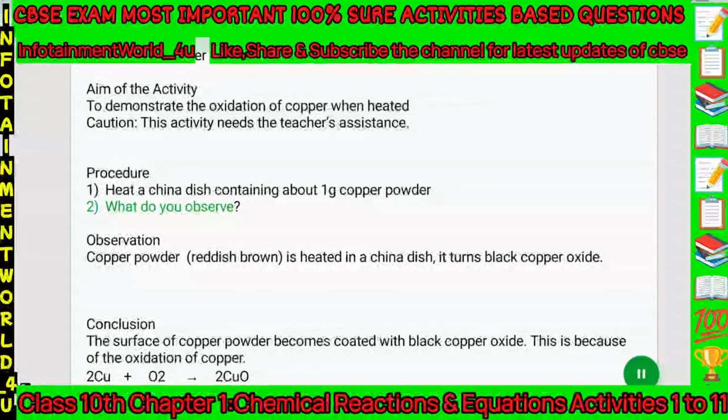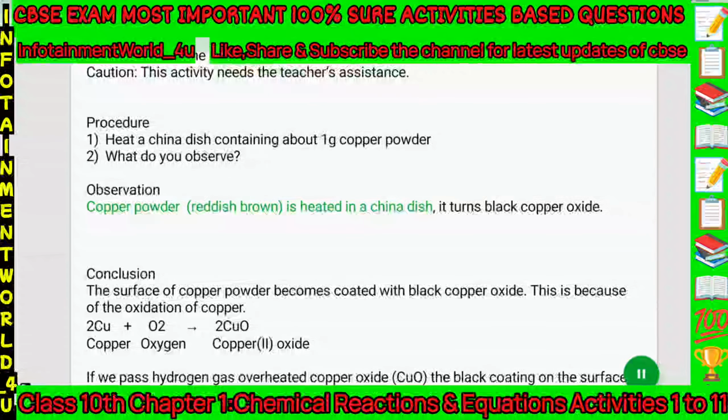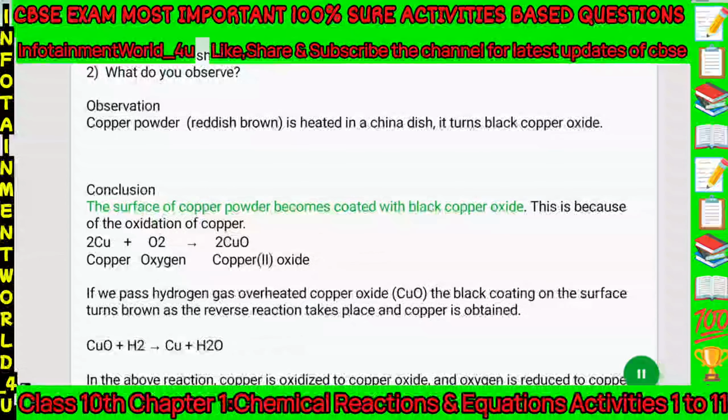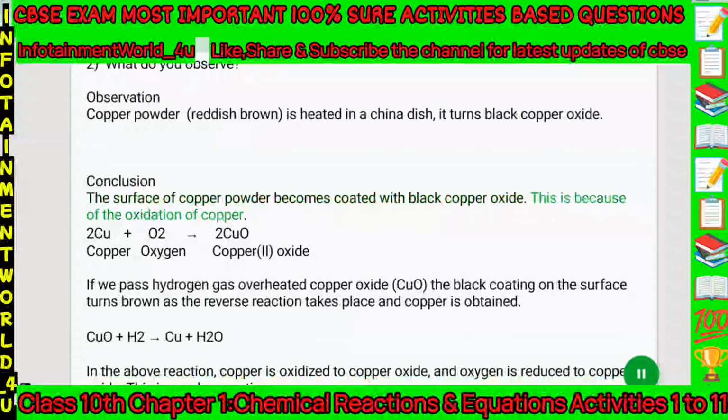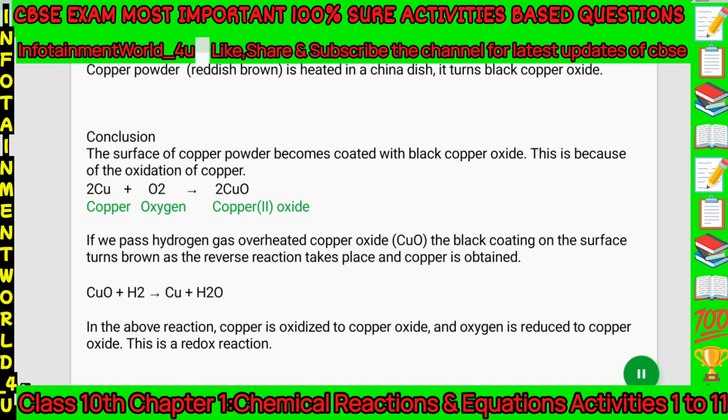2. What do you observe? Observation: copper powder, reddish brown, is heated in a china dish. It turns black copper oxide. Conclusion: the surface of copper powder becomes coated with black copper oxide. This is because of the oxidation of copper. 2 Cu + O2 → 2 CuO. Copper, oxygen, copper oxide.